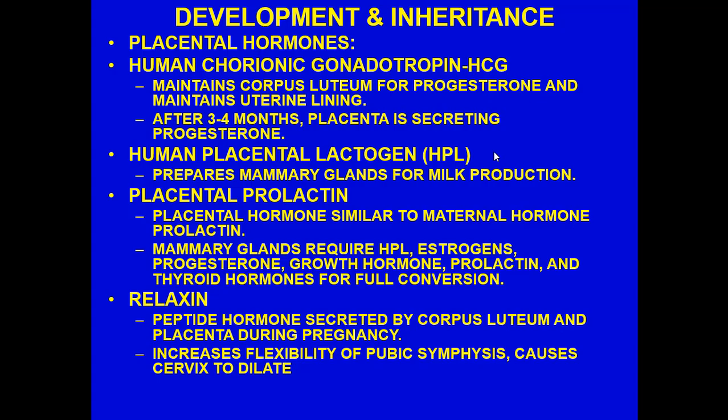Human placental lactogen. Now, this prepares the mammary glands for milk production. Placental prolactin is a placental hormone that's similar to the maternal hormone prolactin. The mammary glands require HPL, estrogens, progesterone, growth hormone, prolactin, and thyroid hormones for a full conversion from a sort of prep tissue to fully prepared milk-producing cells in the breasts.